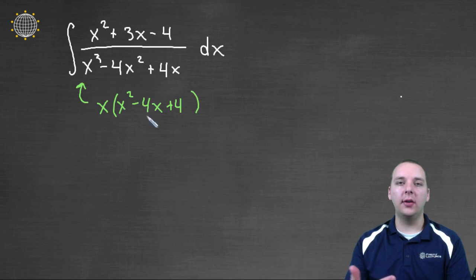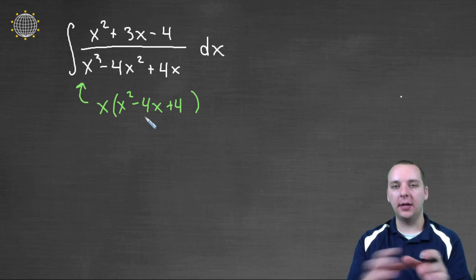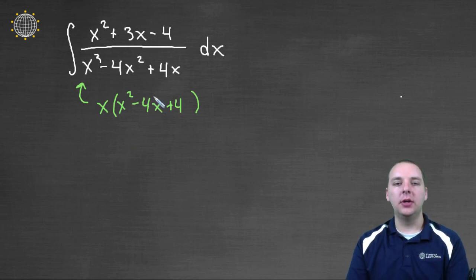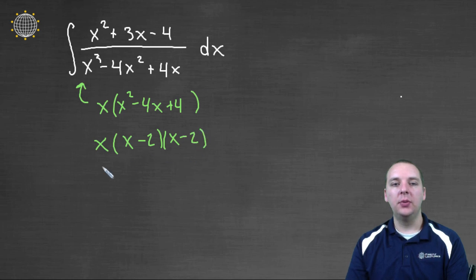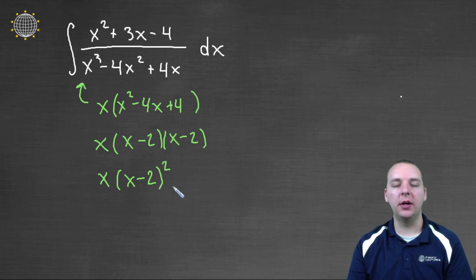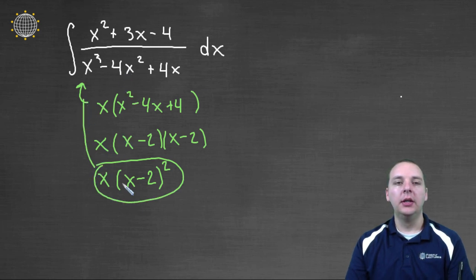I don't want to call this a quadratic if I could break that down even farther into a linear times linear type of deal. So it looks like this guy can factor further. It would be x times x minus 2 times x minus 2, which is actually x times x minus 2 quantity squared, right? So it looks like this is really our denominator for this integral here. So yeah, I think this is going to be a decomposition problem.